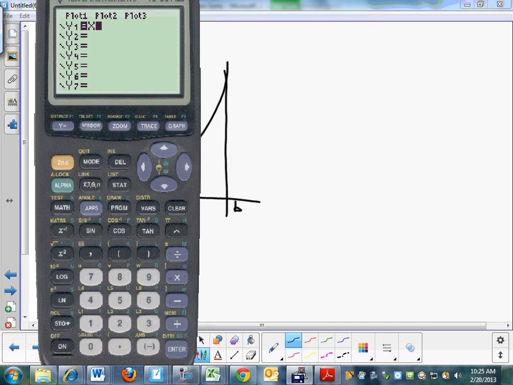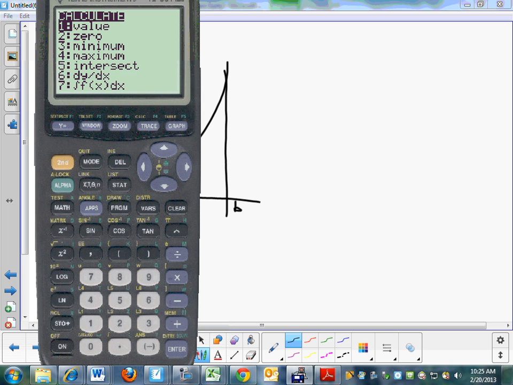We type in x to the third, and we go to second, Calculate. Do you see it? Look at that thing. Isn't that pretty? Isn't that pretty? Look at that. The definite integral of f of x dx is right up there.